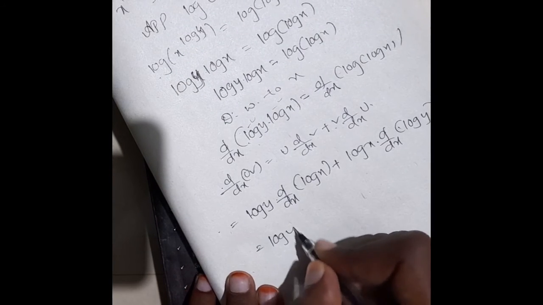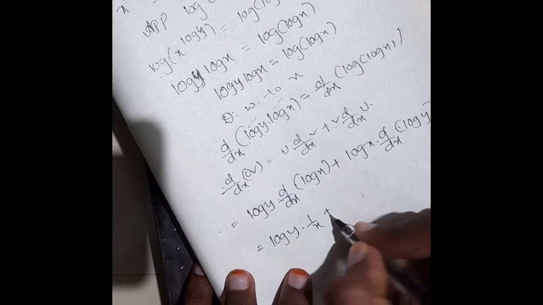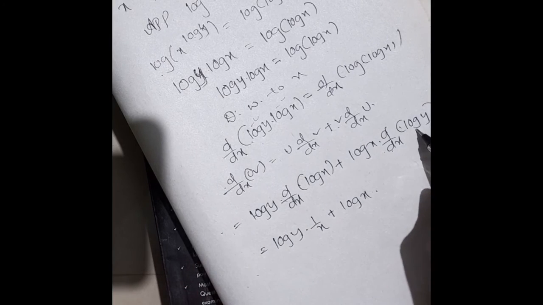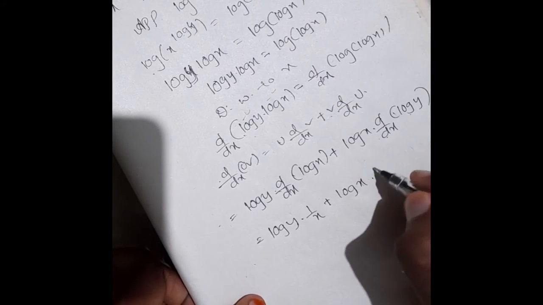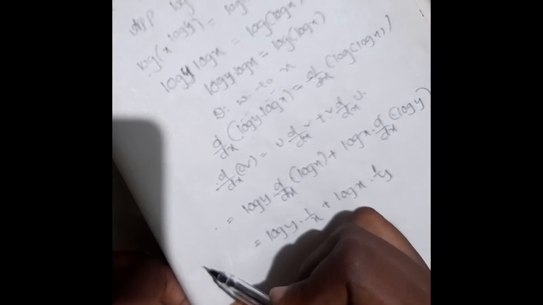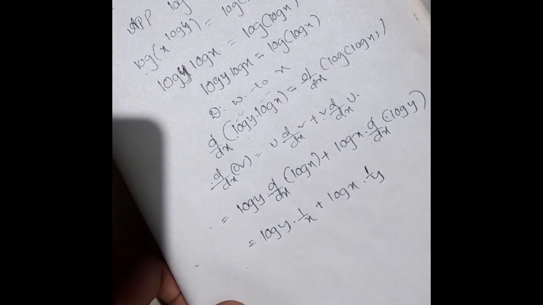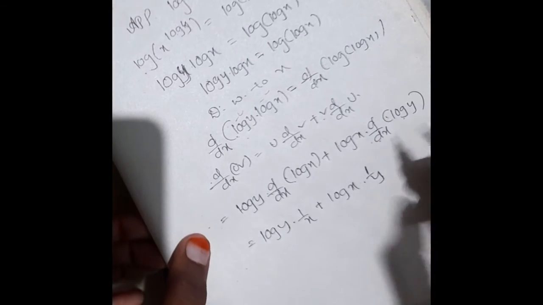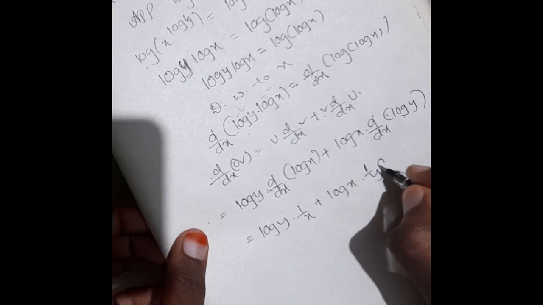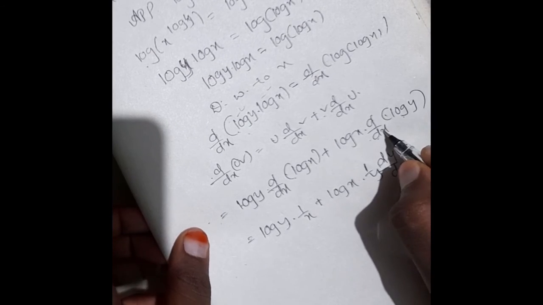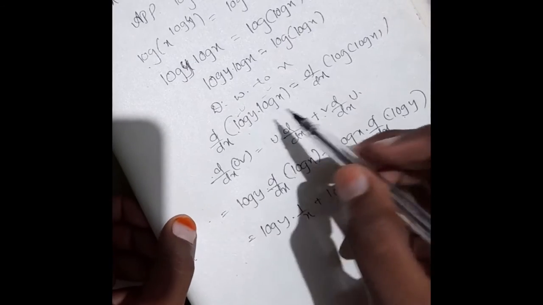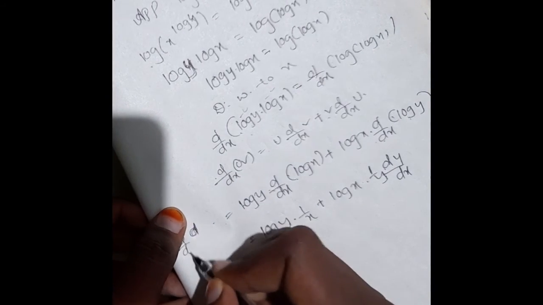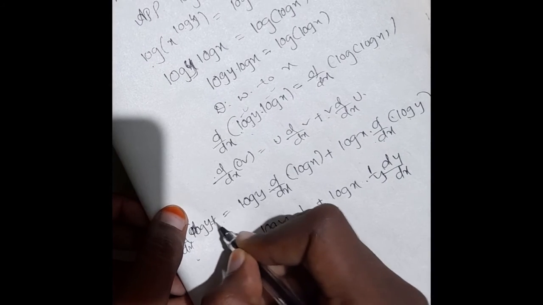Now log y, d by dx of log x is 1 by x, plus log x, d by dx of log y is 1 by... we are only differentiating the RHS, we should differentiate the LHS also. Sorry, we should differentiate d by dx of log x also. d by dx of log y is 1 by y dy by dx, because we are differentiating with respect to x and we have y here. So this is the differentiation of only d by dx of log y into log x.